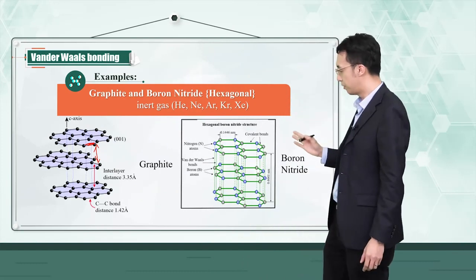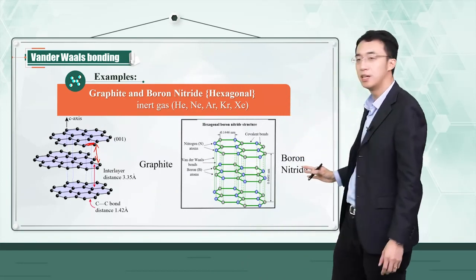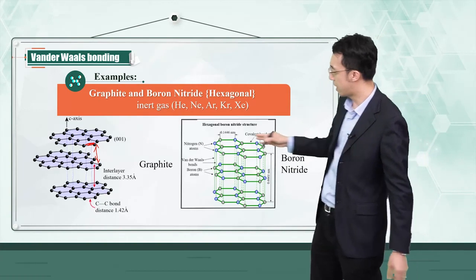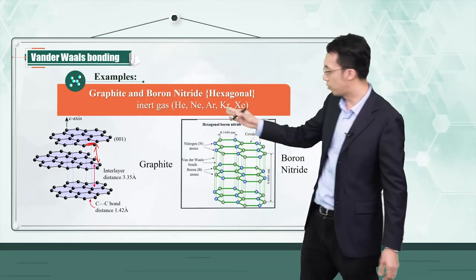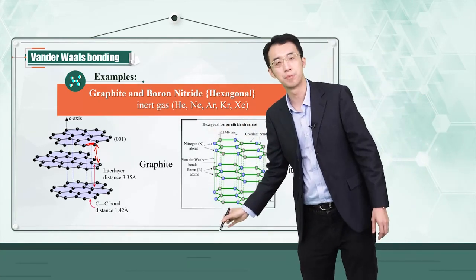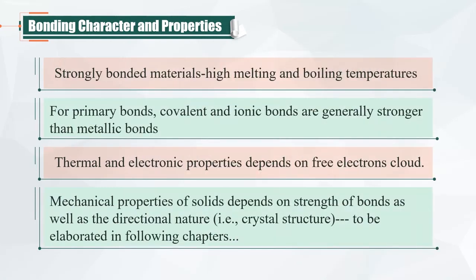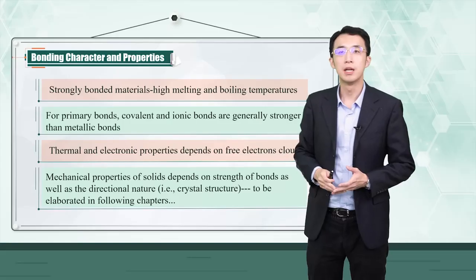A similar stuff is here. When you have a boron nitride crystal, you will have a strong interaction in the layer, and you have a weak van der Waals interaction between the layers. So the bonding characteristics and properties are strongly relevant with the melting and boiling temperatures, right? The boiling and melting phenomenon is actually represented by its chemical bonding strength.